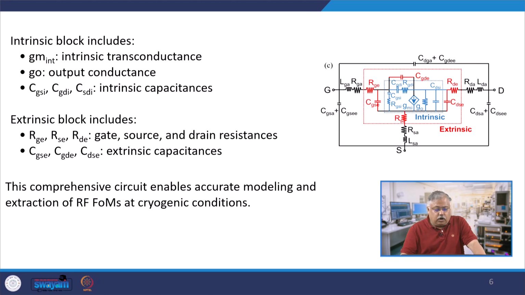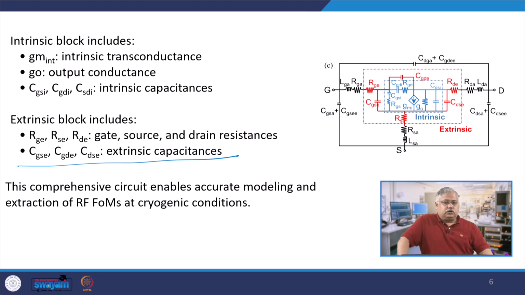The extrinsic blocks will include RG, which is gate resistance, source resistance, drain resistance, and CGS, CGD we have already discussed as extrinsic parameters. So now what we do as a designer is we take up individual elements, passive elements and active elements, and check out how these values will go on varying with respect to temperature. Once we know that, we can extract the various RF figures of merit for cryogenic conditions.